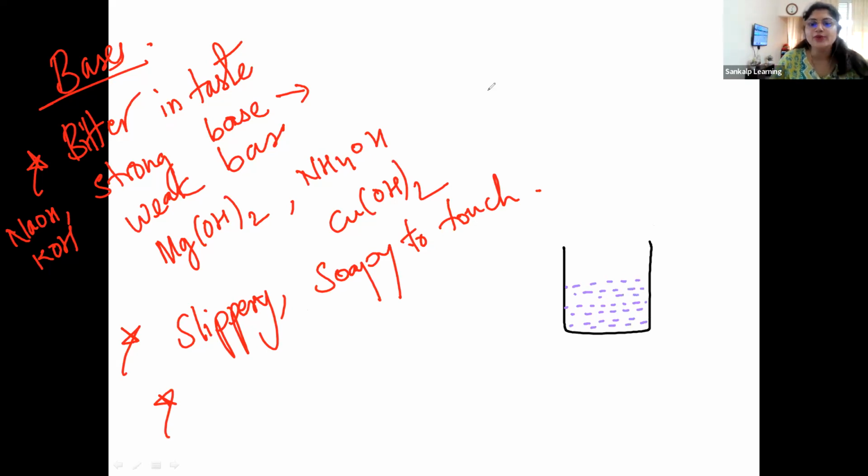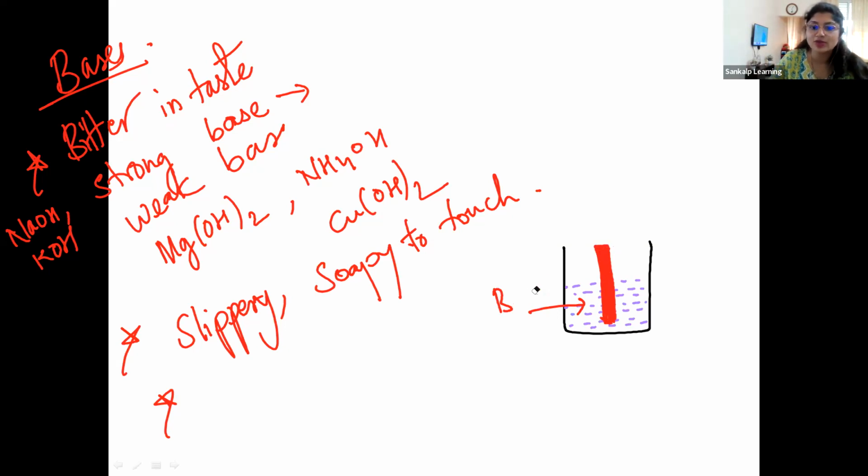Now here I'm going to take a red litmus. I've taken a basic solution and a red litmus paper. What I'm going to do with this red litmus paper now is dip it into the solution containing your base.